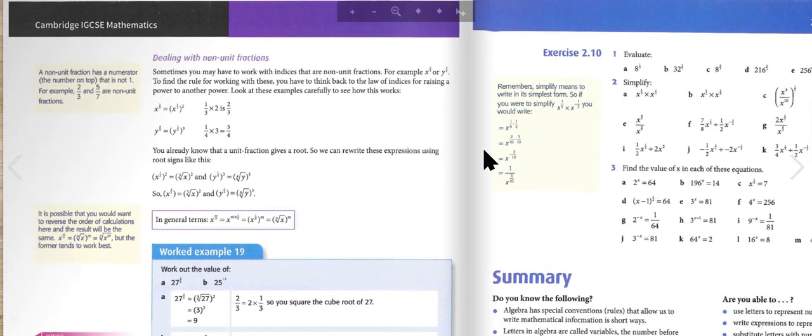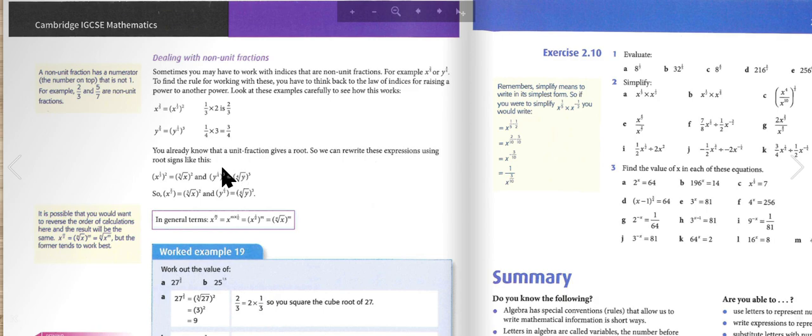Dealing with non-unit fractions. Sometimes you may have to work with indices that are non-unit fractions. For example, x to the power of 2/3 or y to the power of 3/4. To find a rule for working with these, you have to think back to the law of indices for raising a power to another power. Look at these examples carefully to see how this works. You already know that a unit fraction gives a root. So we can rewrite these expressions using root signs like this.